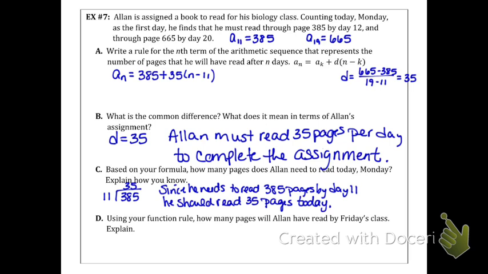All right, using your function rule, how many pages will Alan have read by Friday's class? So on Friday, that means he's read on Monday, Tuesday, Wednesday, Thursday, because we're going to assume he didn't read Friday before class, okay? So that's 4 days of reading, and that's at 35 pages per day, PPD, pages per day, okay? So this would give us 140 pages read by Friday.